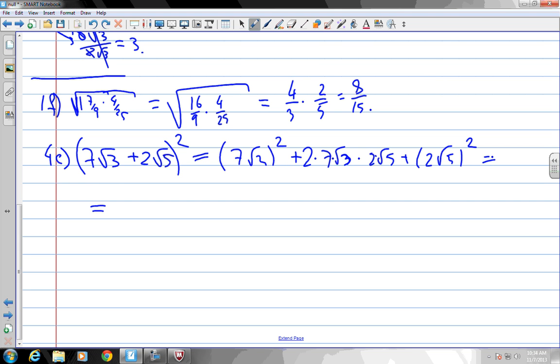Now, next is just computing those. So I'm squaring 7 square roots of 3. So I have to square 7. What is that? 49. And I have to square the square root of 3. And what is that? 3. So 7 turns to 49, and the square root of 3 turns to 3. And we can do that because it's a product. We're squaring a product, so we're squaring each individual item in there.